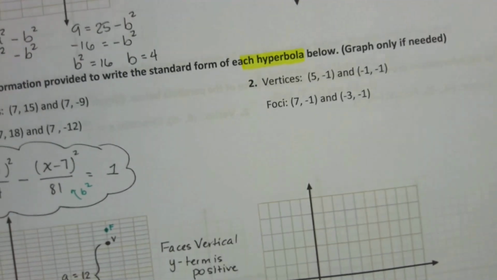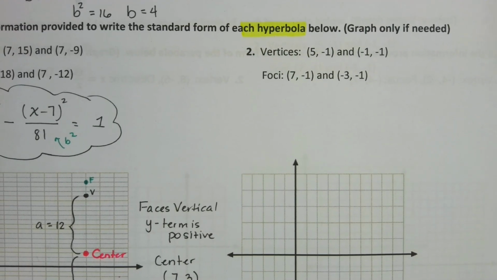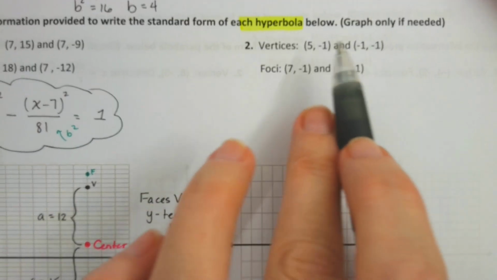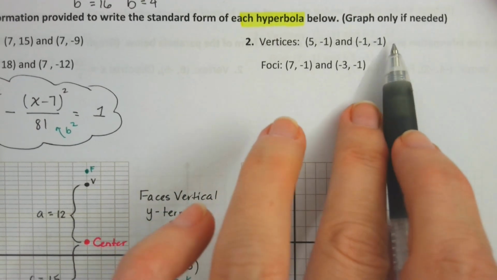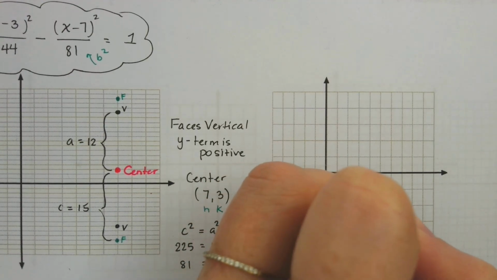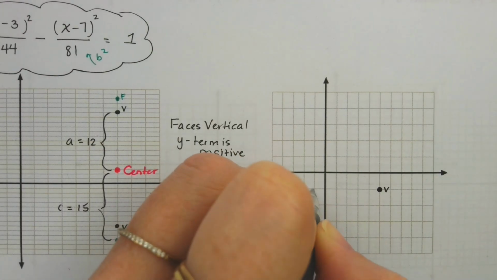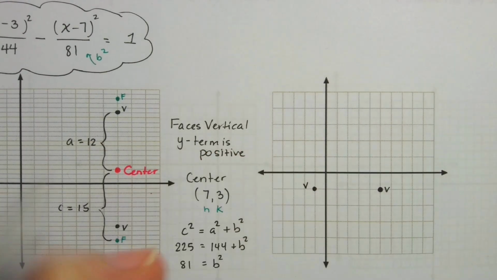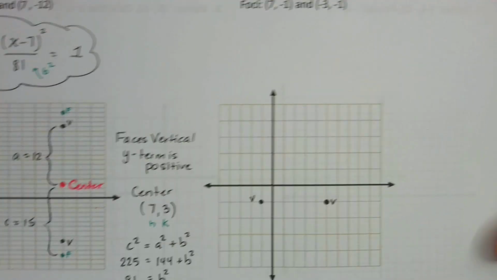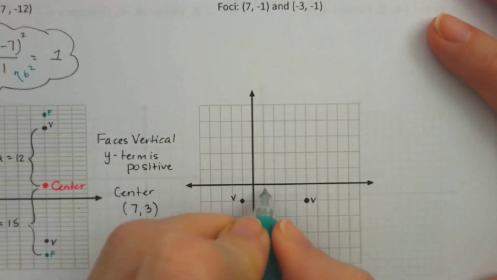All right, next up, kind of similar. Again, given vertices and foci, so similar pieces of information. I'm going to start again just by graphing my vertices. One is at (5, -1), and one is at (-1, -1). 1, 2, 3, 4, 5, -1, and then (-1, -1). Okay, and I'm also told my foci, one is at (7, -1).